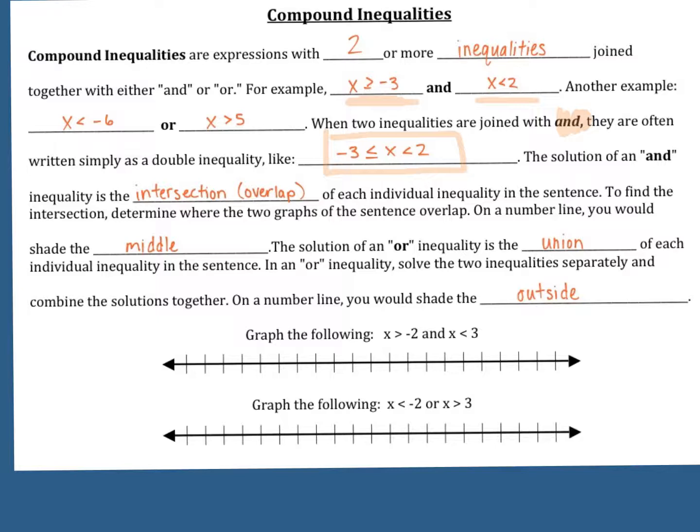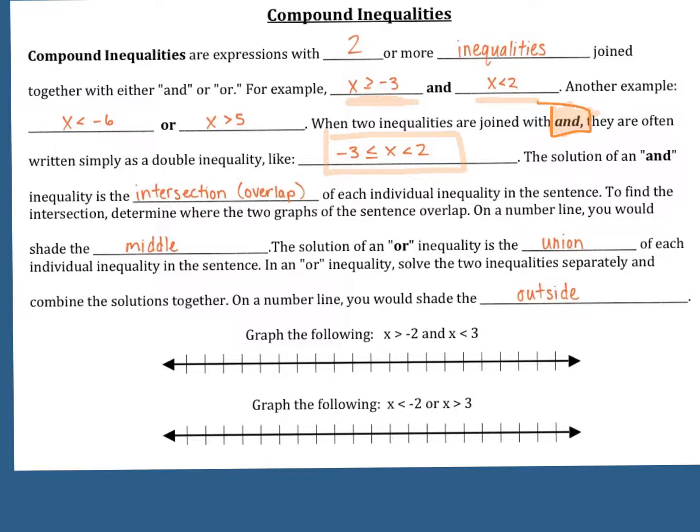So the solution of these "and" inequalities is actually the intersection, or the overlap, of each individual inequality in the sentence. Because what's going to happen is they're going to go towards each other, and that overlap, just like when we shaded the regular inequalities, is the solution for both.